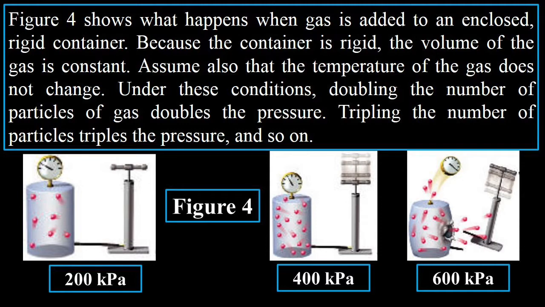Figure 4 shows what happens when a gas is added to an enclosed rigid container. Because the container is rigid, the volume of gas is constant. Assume also that the temperature of the gas does not change. Under these conditions, doubling the number of particles of gas doubles the pressure. Tripling the number of particles triples the pressure, and so on. Now remember, that's moles versus pressure. That's interesting, moles versus pressure.